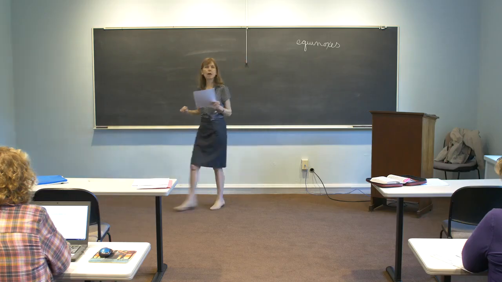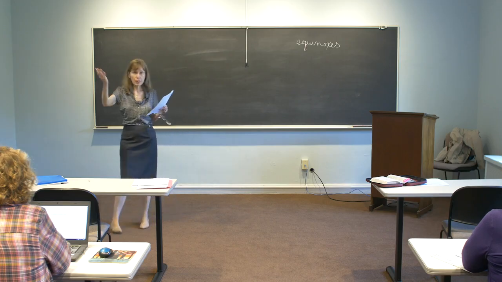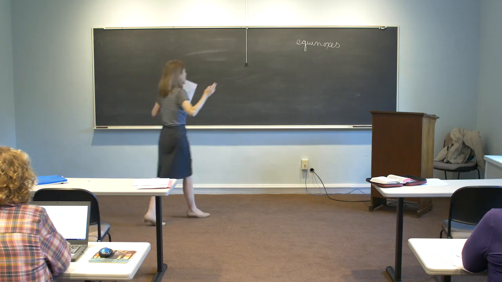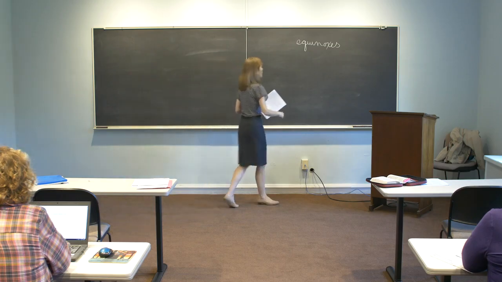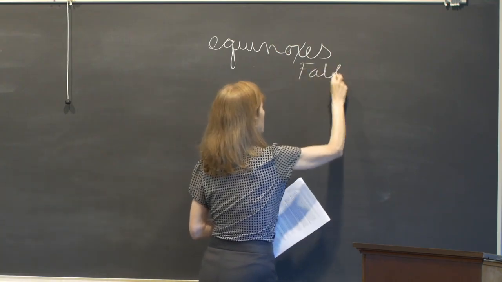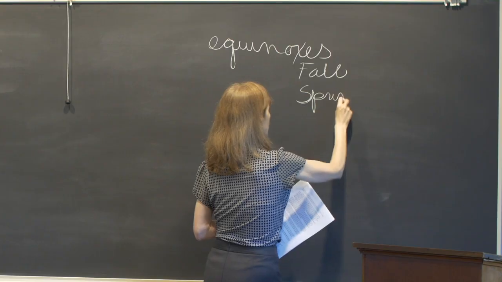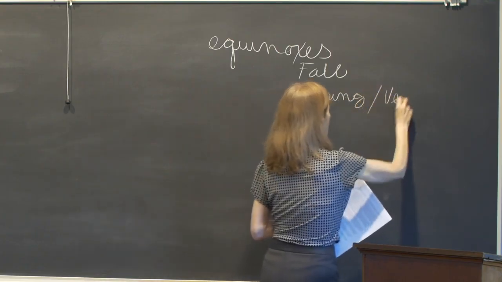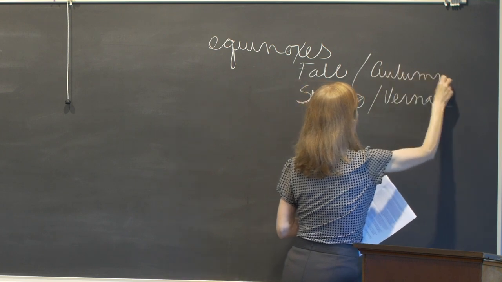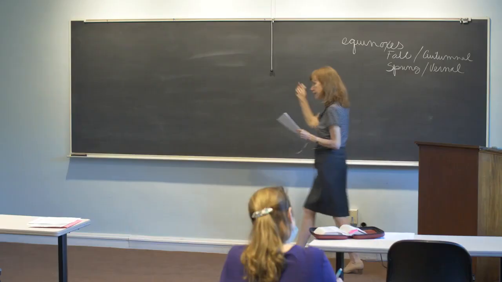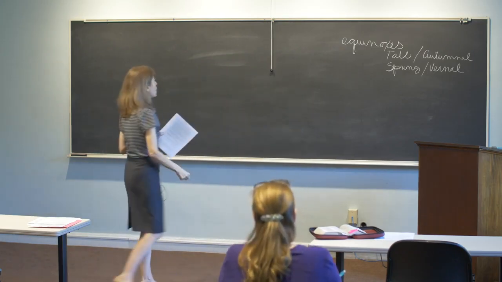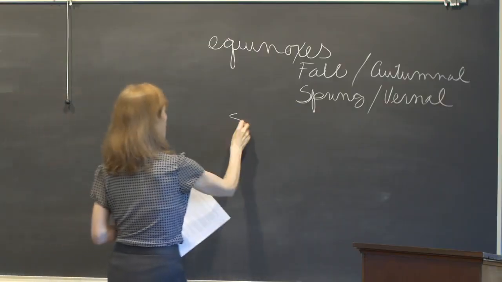Those points at which the rays of the sun seem to be directly over the equator, and at the equator, night and day are about of equal length. You have a fall equinox or an autumnal equinox, and you have a spring or vernal equinox. That tilting of the Earth as the Earth makes its orbit around the sun also produces the solstices.